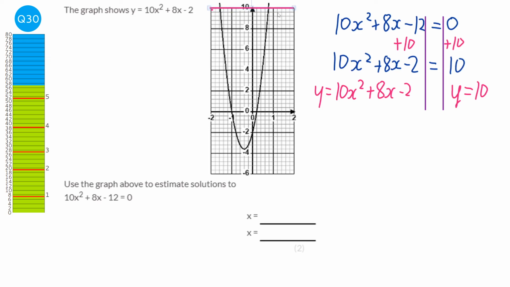There we are. And let's read off the values that gives us. So it comes down here, and it comes down here. So the values it comes down to are -1.6 and 0.8, and those are our solutions.